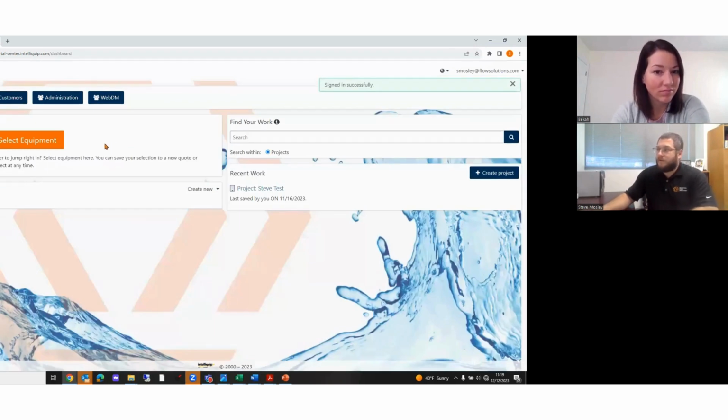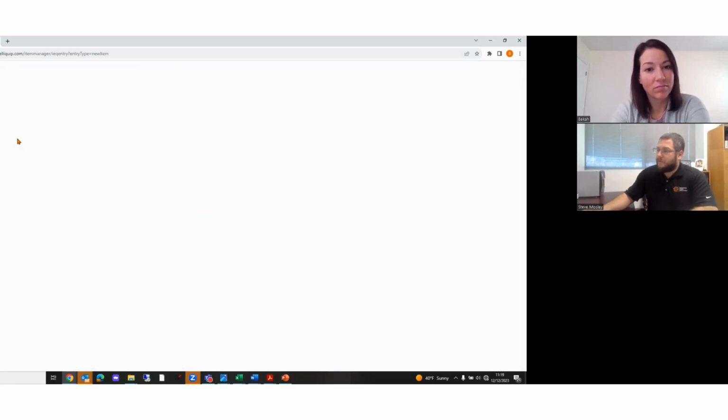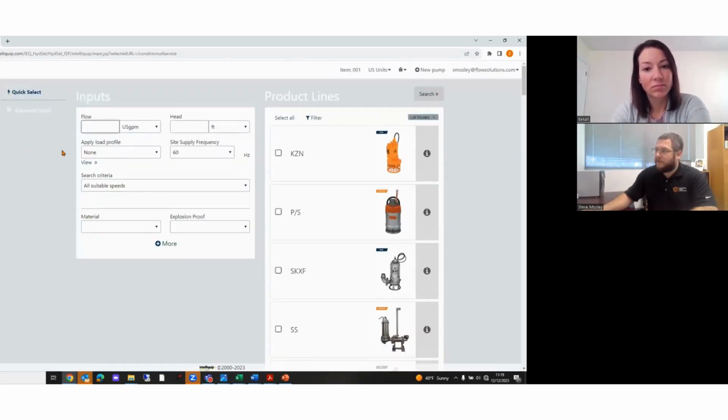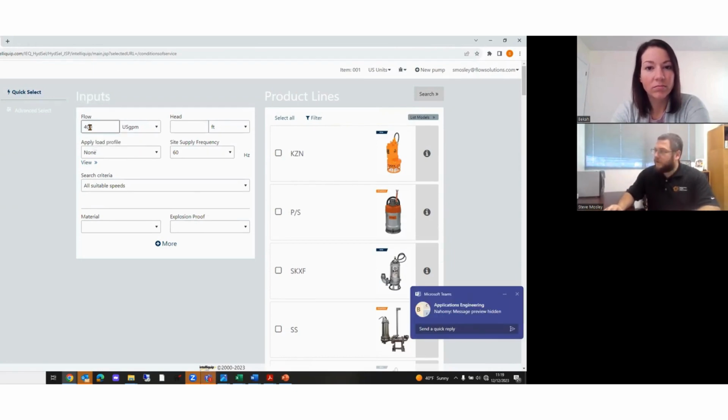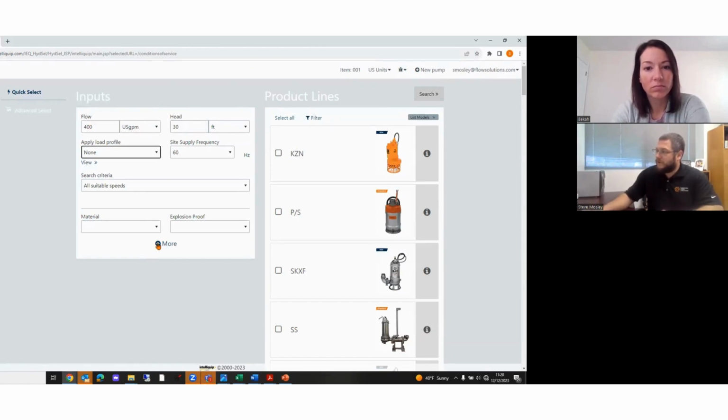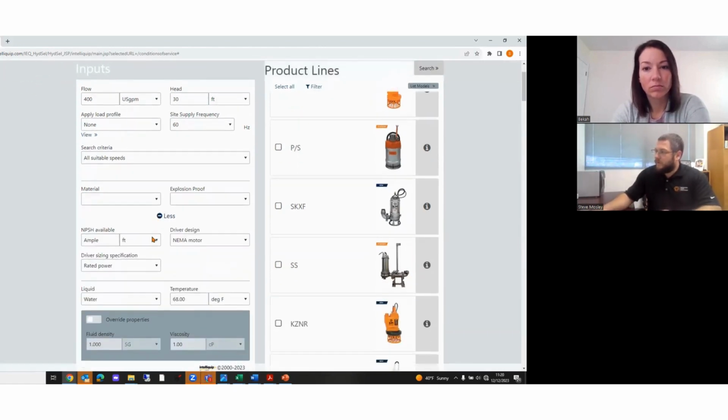Once you've logged into the selection system, you can go to Select Equipment. And from this Select Equipment screen, you'll be able to enter all of the application parameters necessary. For the hospital wastewater, we're going to review an application that's 400 gallons per minute at 30 feet of head. Confirm that our liquid is water and we're at ambient temperature.